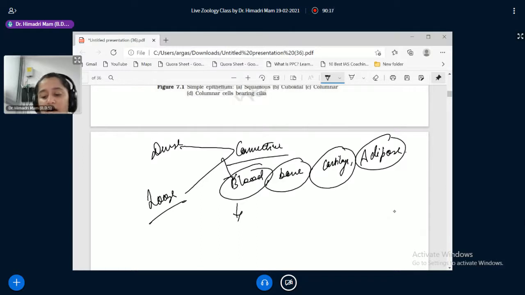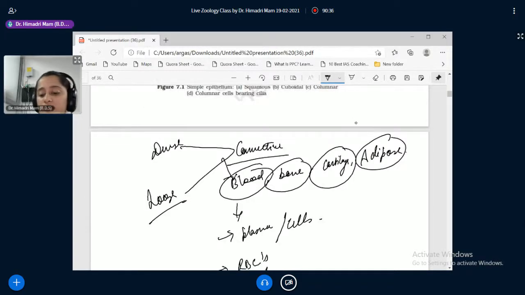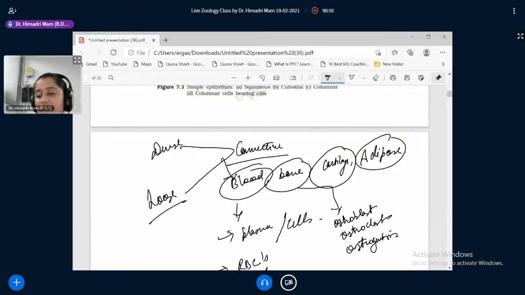Blood consists of plasma and your cells. Cells include RBCs, WBCs, and platelets, right? And in your bone, you have osteoblast, osteoclast. The process is known as osteogenesis also, right?